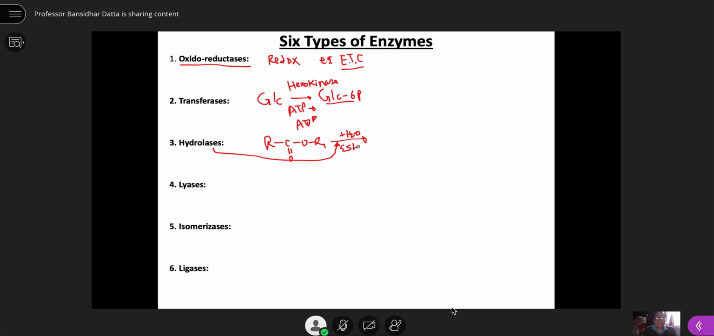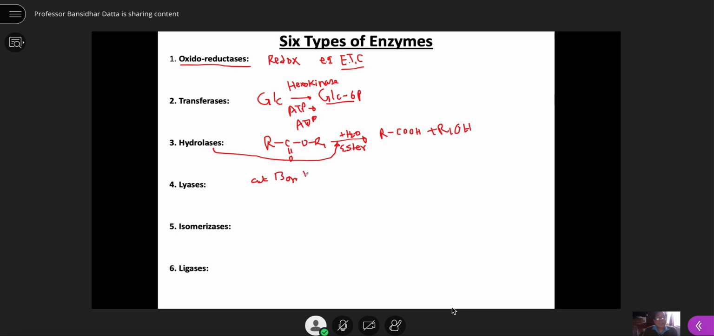So ester hydrolase makes carboxylic acid, RCOOH, plus R1OH, alcohol. It's hydrolyzing the ester. That's a hydrolysis reaction. Lyases basically cut. The lyases cut bonds, and I'll give you some example within a minute.